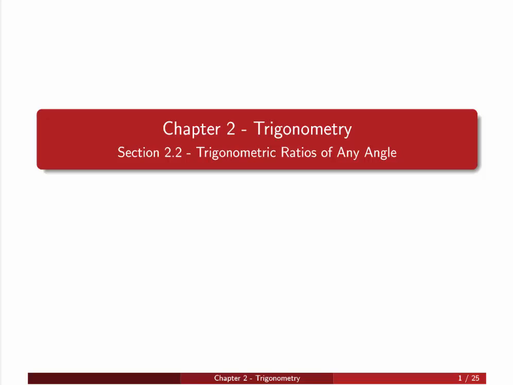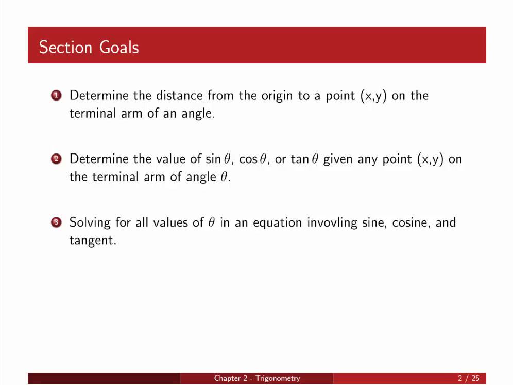Okay, so section 2.2 is trig ratios of any angle. And in this section, we're going to be talking about a point (x, y) on the Cartesian plane. What we're going to be looking for is being able to solve the value of sine of theta, cosine of theta, tangent of theta given any point on some kind of terminal arm.